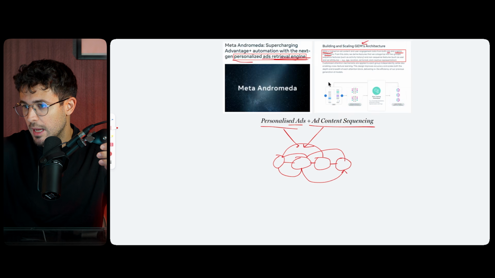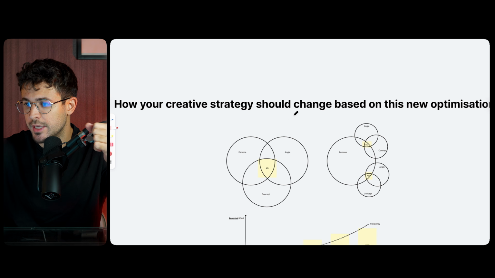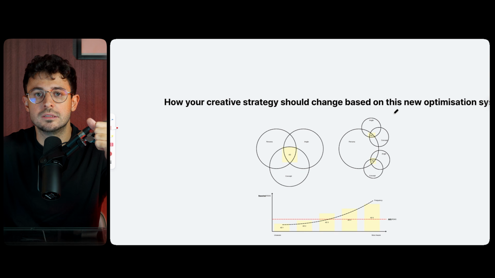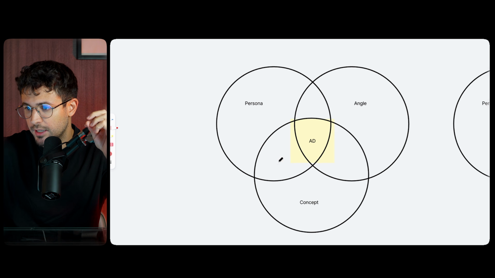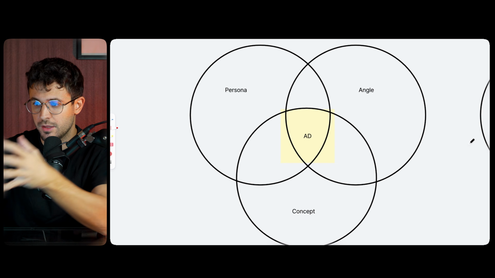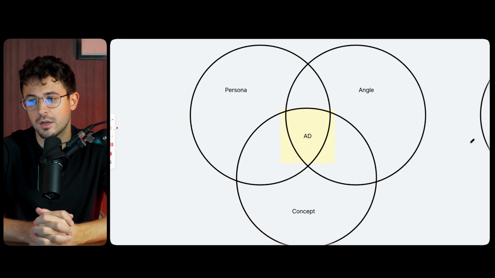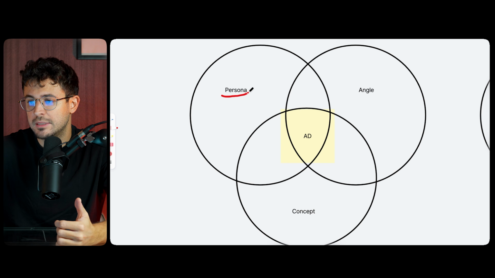So let's dive into how you can change your creative strategy based on this new optimization and delivery system. A couple of things to mention. Let's start with this. When you create an ad, you need to look at your ad creation in this kind of graph. When you create an ad, you need to define your personas. The persona is basically who you're targeting.